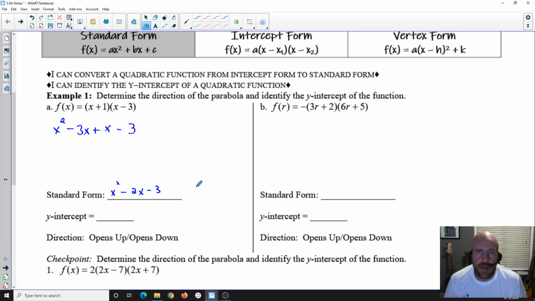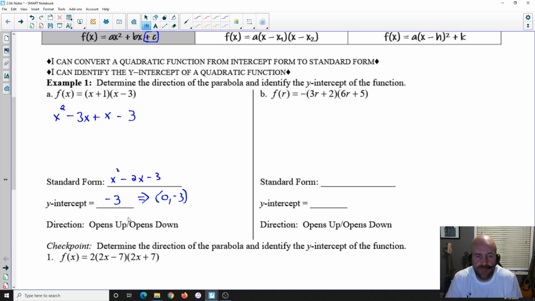So what we're looking at here is the y-intercept is always this c value right here. This is always the y-intercept. So the y-intercept is going to be negative 3 for the y value. Now this could be written also, you will see this, as a 0 for the x and then a negative 3 for the y, because we know x is 0 on the y-axis. So if you're looking for a coordinate, that's what it's going to be. Or we could just say y equals negative 3 for the y-intercept.